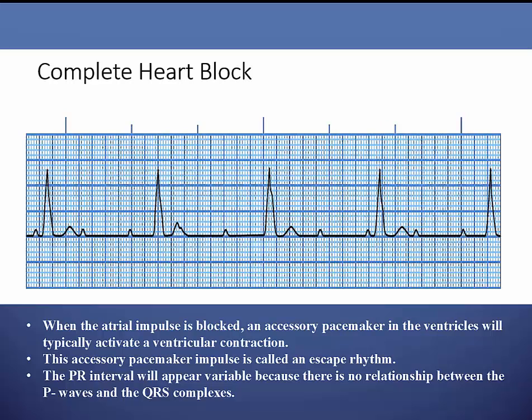When the atrial impulse is blocked, an accessory pacemaker in the ventricles will typically activate a ventricular contraction. This accessory pacemaker impulse is called an escape rhythm. The PR interval will appear variable because there is no relationship between the P waves and the QRS complexes.